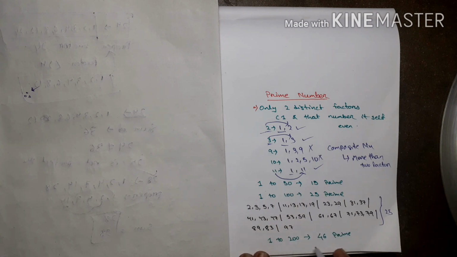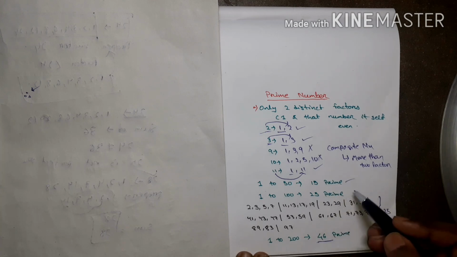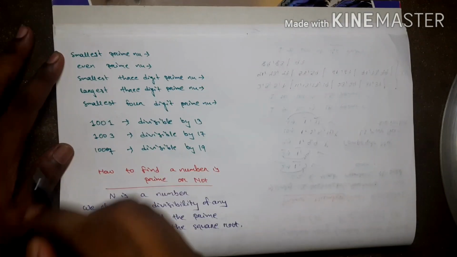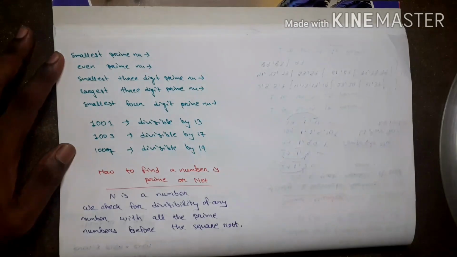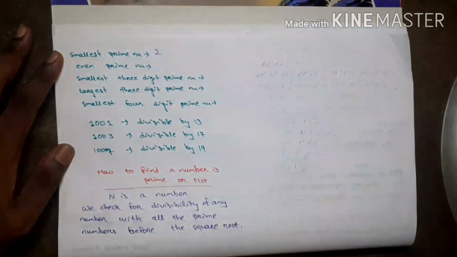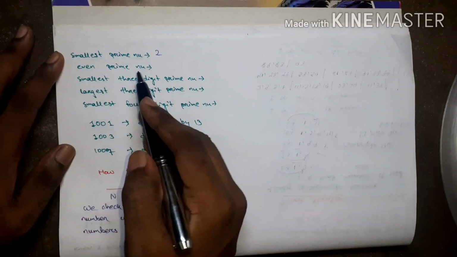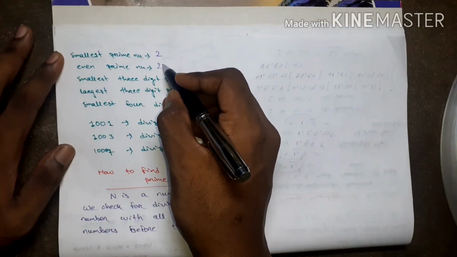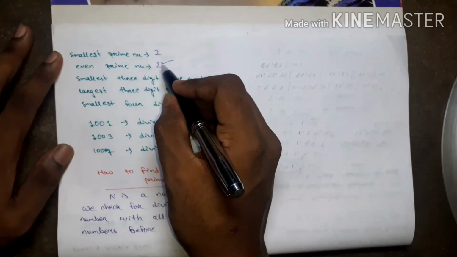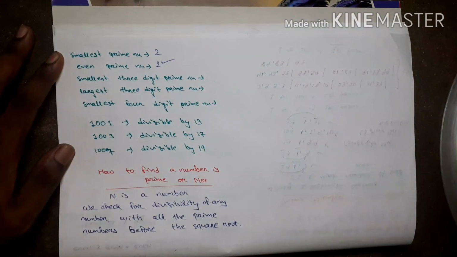Then there are 46 prime numbers between 1 and 200. Okay, these are some bit questions. You have to remember all this. Listen, what is the smallest prime number? 2 is the smallest prime number. Even prime number is also 2. 2 is the only even number that is prime. Apart from this, no other even number can be a prime number. Okay.